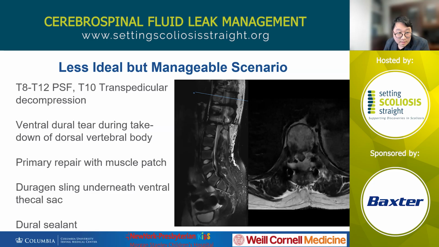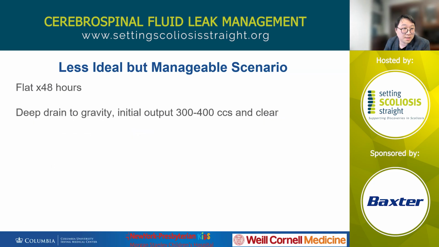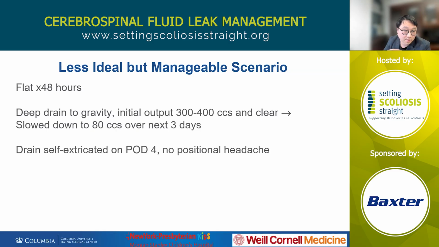Was able to somehow get a primary repair with a muscle patch. I did put a Duragen sling underneath and then laid some dural sealant on top. This patient was kept flat for 2 days, deep drain to gravity, initial high outputs, looked clearly like CSF, but this did slow down over the next couple of days. Drain self-extricated on post-op day 4, no headache.